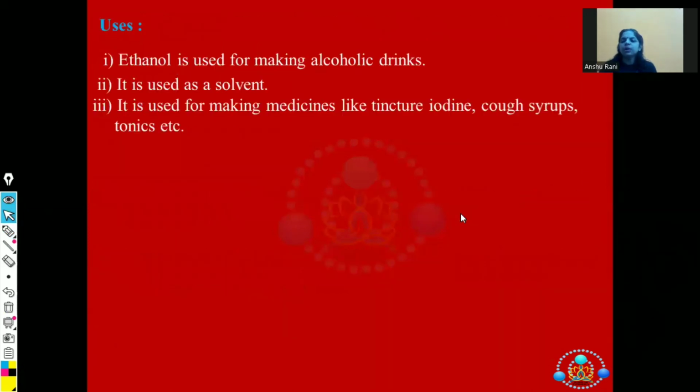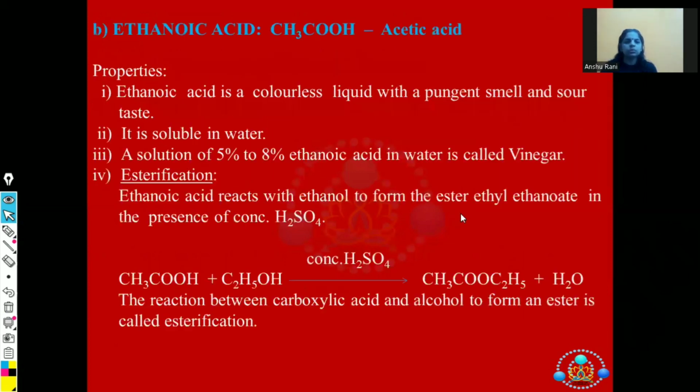Ethanol is used for making alcoholic drinks. It is used as a solvent for substances which are not soluble in water. It is used to make tincture of iodine, cough syrups, and other tonics.